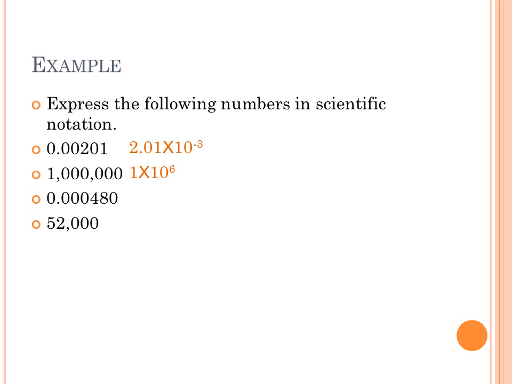0.000480 we write as 4.80 times 10 to the negative 4th. Notice I included the trailing 0 after the decimal place, but I omitted the leading ones. That makes it clear how many significant figures you should have. 52,000 is 5.2 times 10 to the positive 4th. Again, if any of those trailing zeros are significant, you could indicate that in the notation.